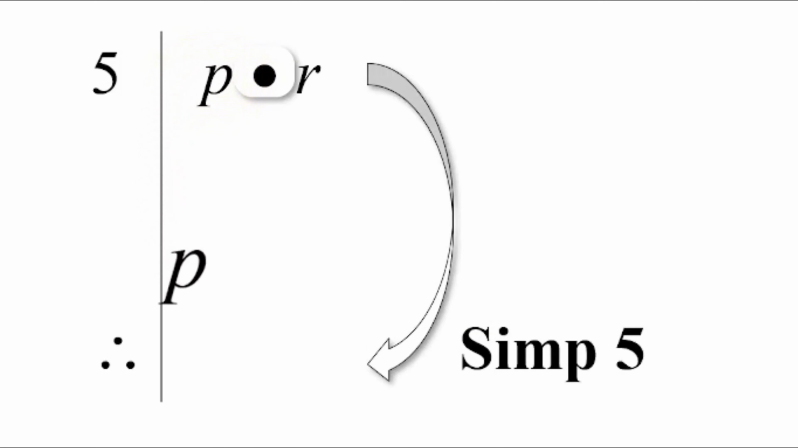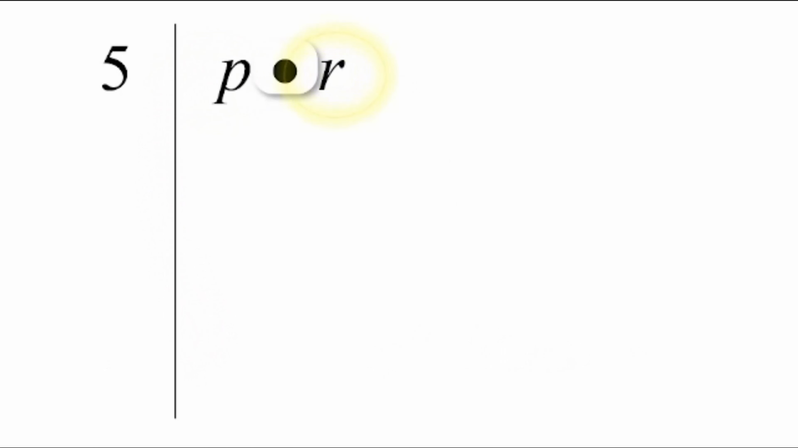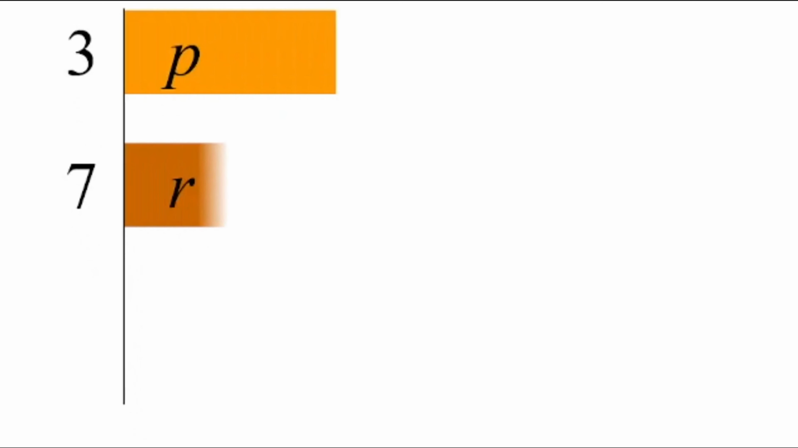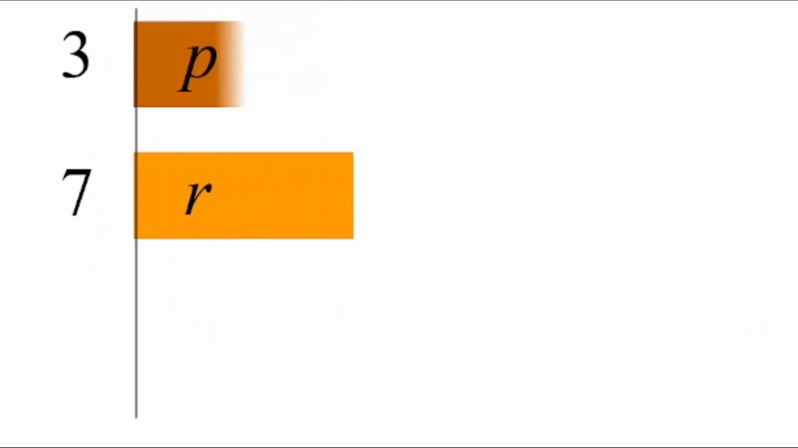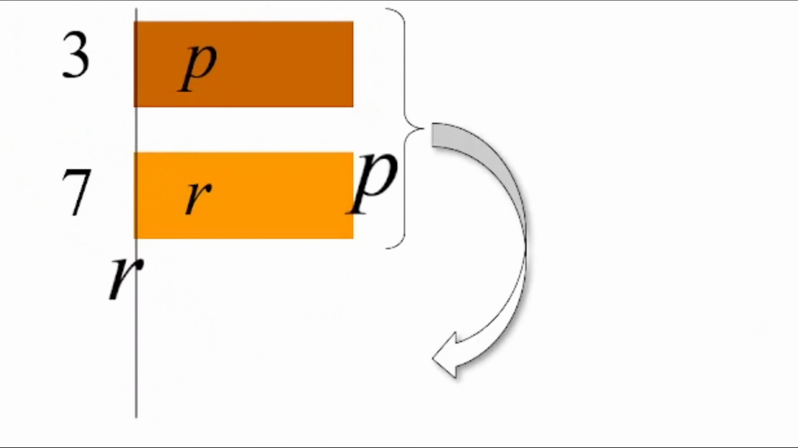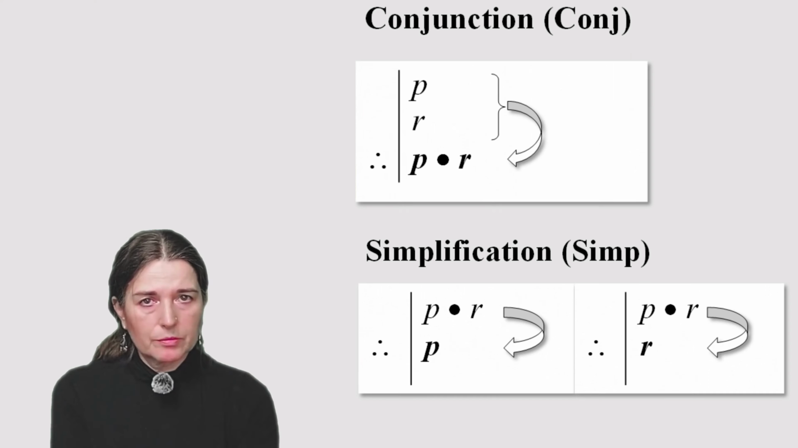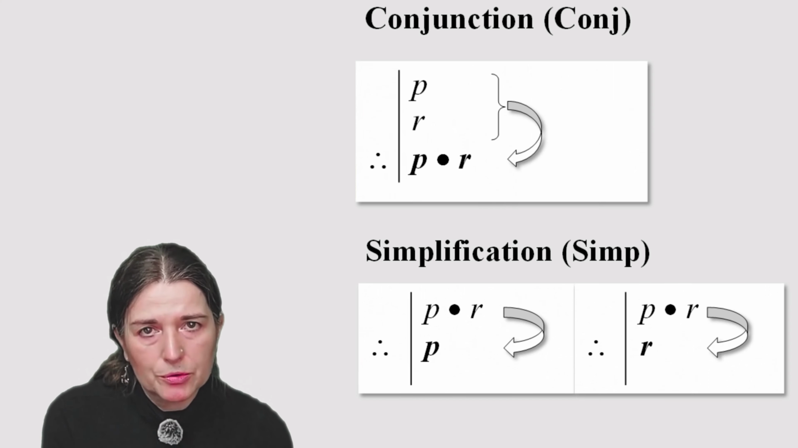Let's recall what the simplification rule allows us to do. It tells us that if we have a conjunction, we can derive either the first or the second conjunct. We will also use the rule of conjunction. Given two propositions on their own lines, we can infer their conjunction, and the order in which the conjuncts are conjoined doesn't matter. We can use it either way. We will use these two rules in our proofs.